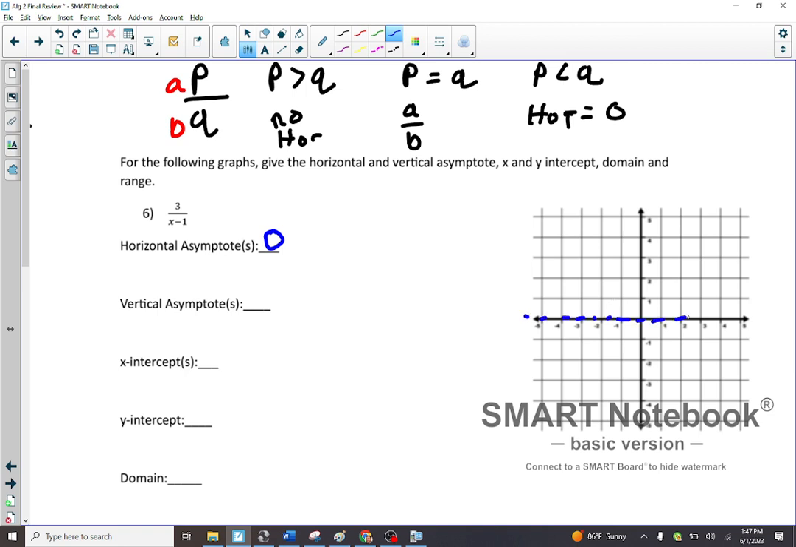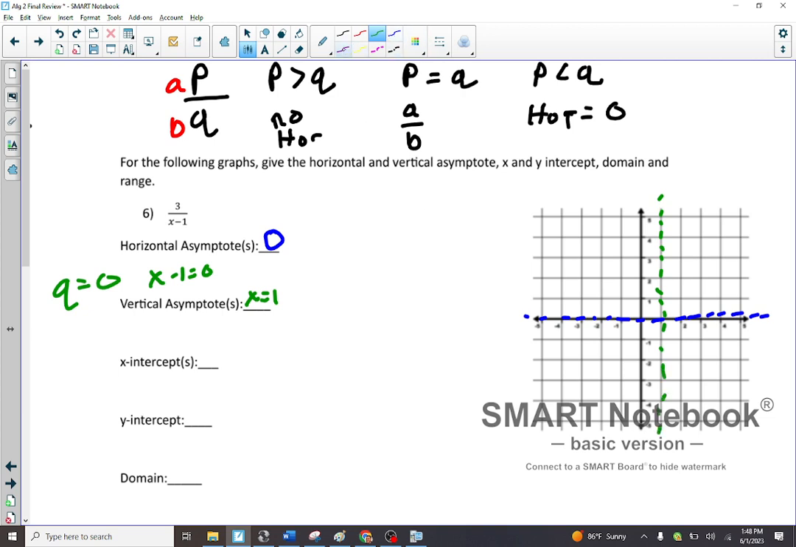So I'll graph that horizontal asymptote in blue here. All right, vertical asymptotes are decided by when the bottom equals 0. So we're going to set the bottom equal to 0, which is x minus 1 equals 0. So x equals 1. That is a vertical line at x equals 1.